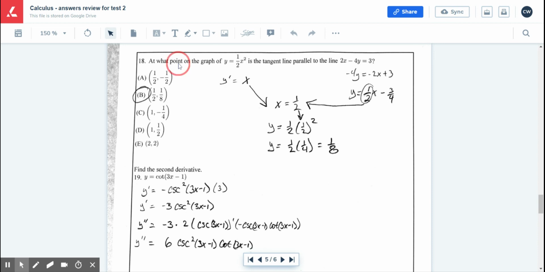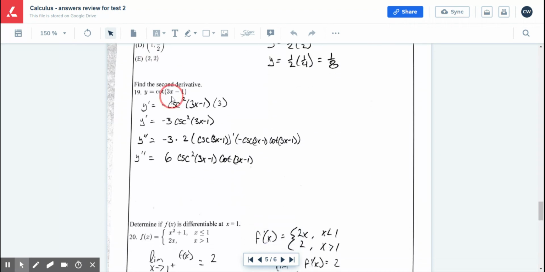It's wanting to know what point. So I got an x value that's 1/2, so it has to be one of these two answers. I need to get the y value that goes with it. Remember, if you want a y value, go back to the original. So I plug 1/2 in here. 1/2 squared is 1/4, and 1/2 times 1/4 gives me 1/8. So my ordered pair is 1/2, 1/8.